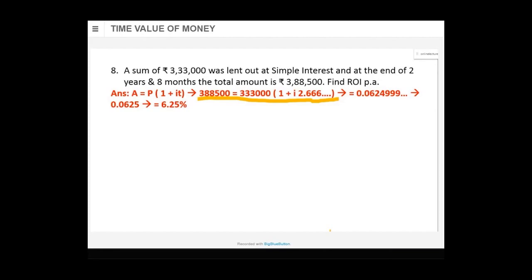Is it clear? Any doubt? Those free SP students. Once you substitute the values, use the calculator. Next.